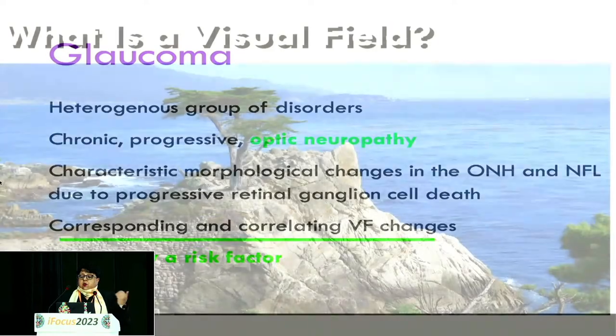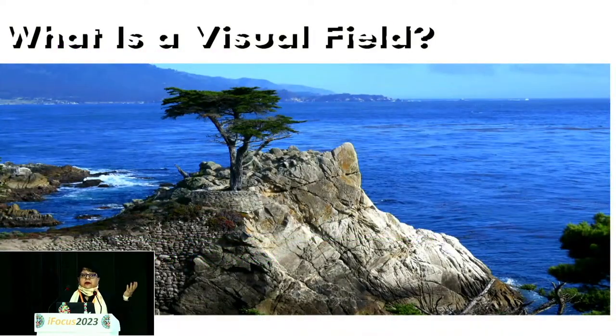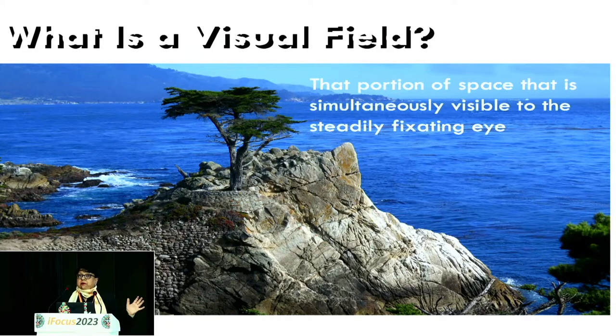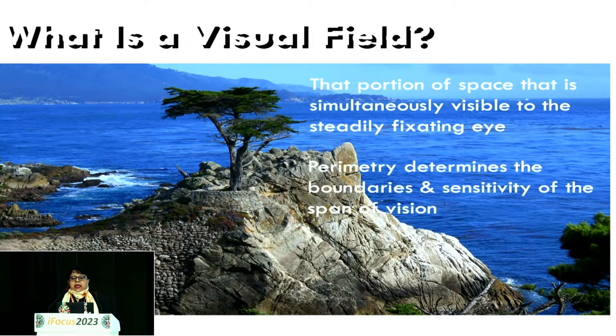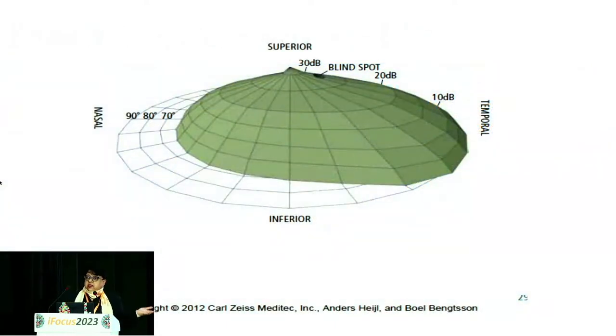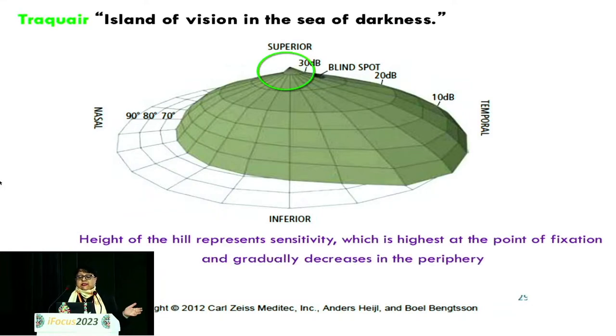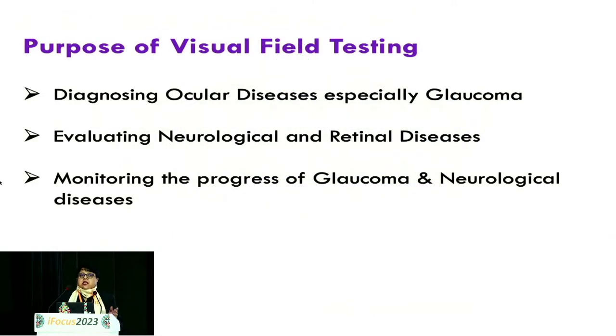So why visual field? Because that is the one function that is affected in glaucoma starting from the early stages. And what is visual field? It is that portion of space that you simultaneously visualize through a steadily fixating eye, and perimetry determines its boundaries. I don't think I'll go through all these things. I think you all know that it is considered to be an island of vision in a sea of darkness. The hill of that vision corresponds to your fovea.